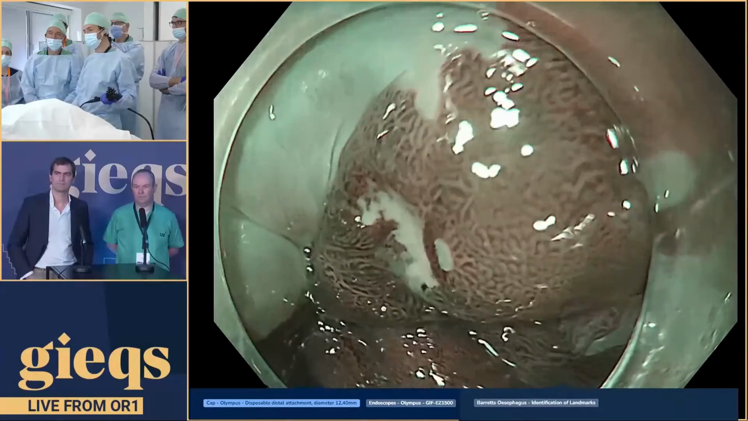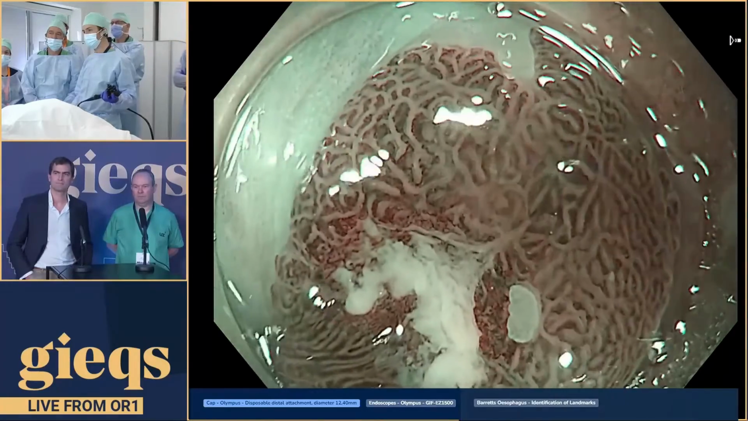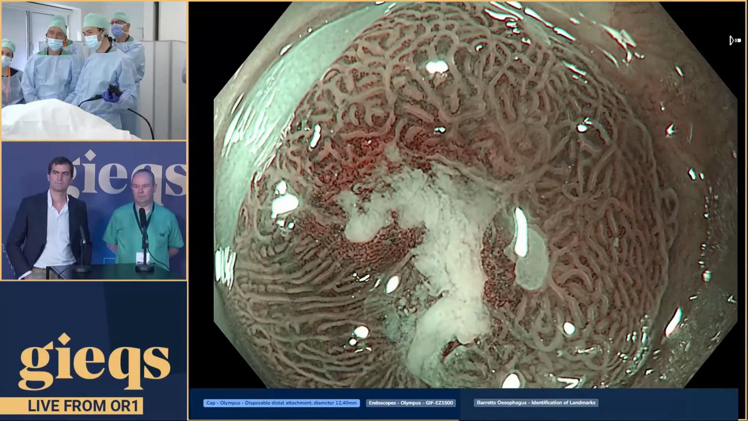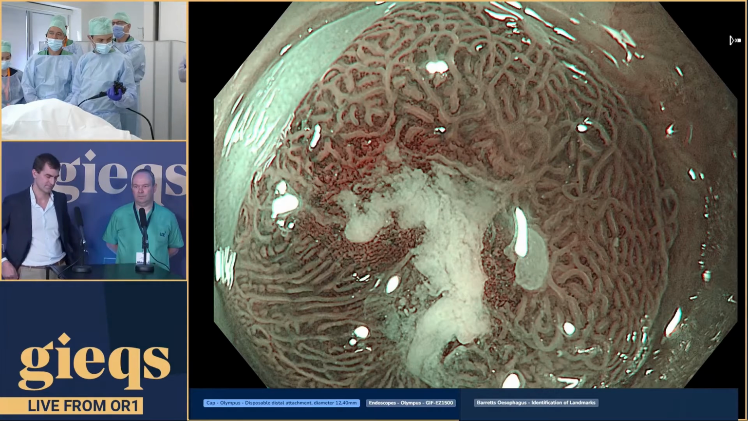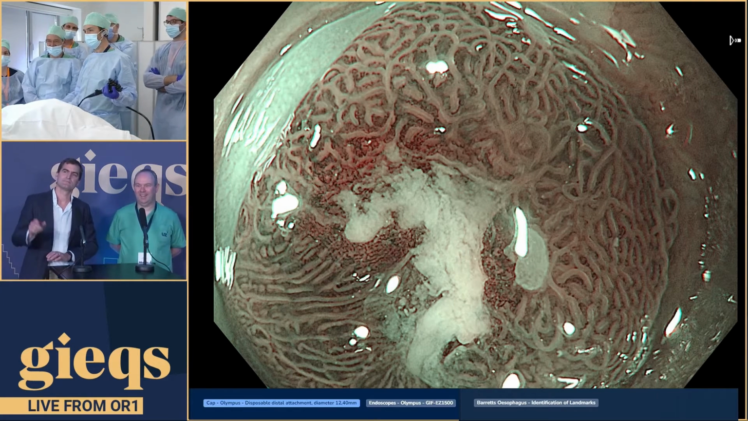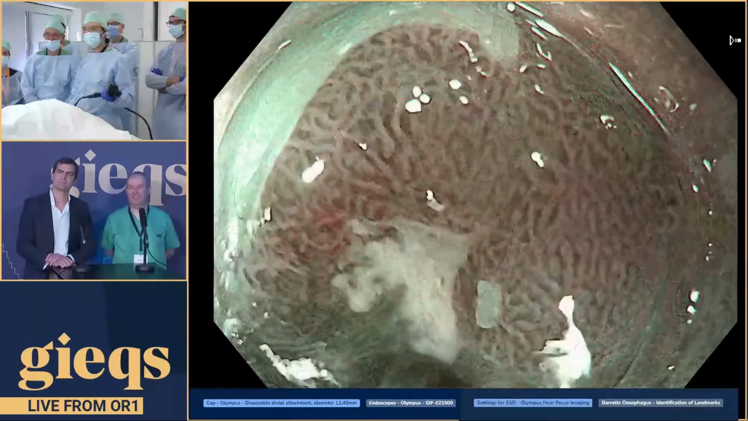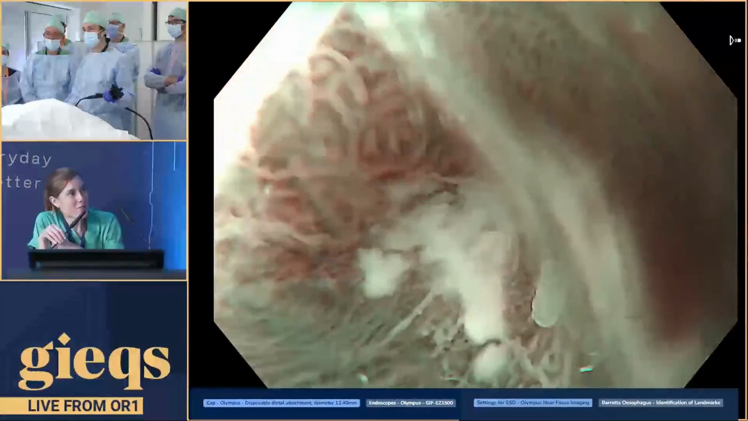So to better image this, what would the panel suggest? Near focus? Okay, we can do near focus. Is anyone using underwater imaging for these things? I mean, look at that. You don't need to. Okay, but I would argue that maybe it adds a little something, and let's just try it.